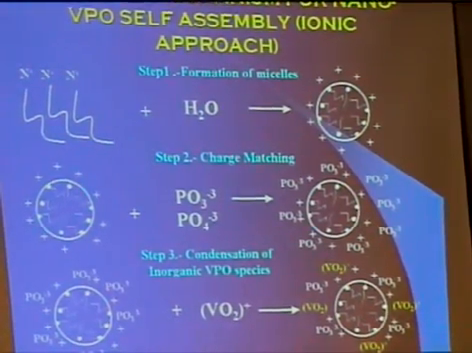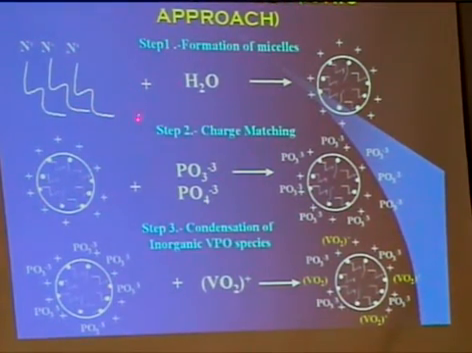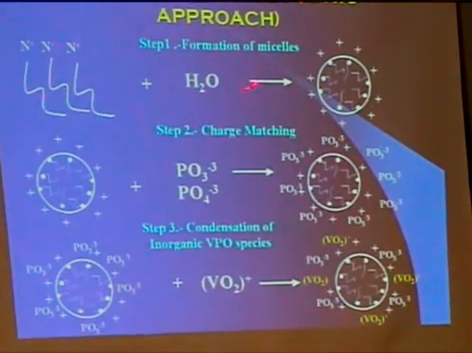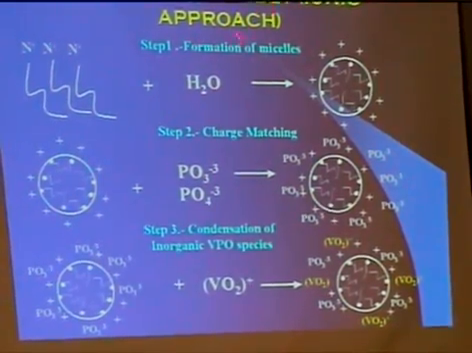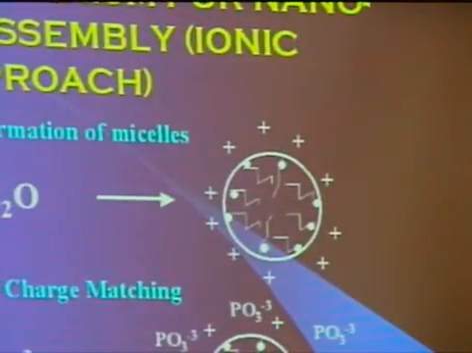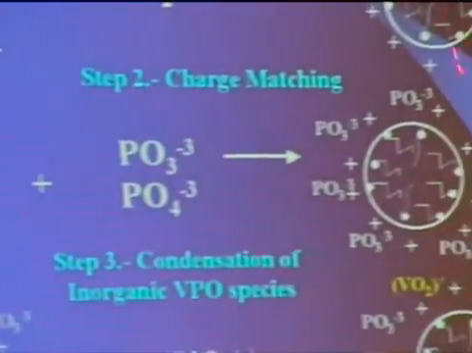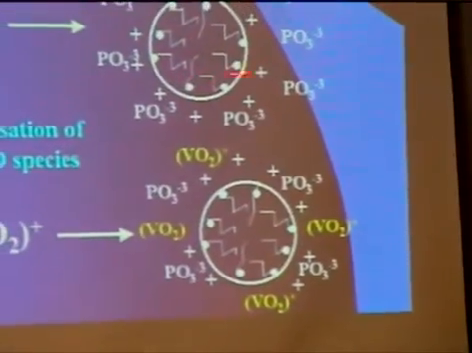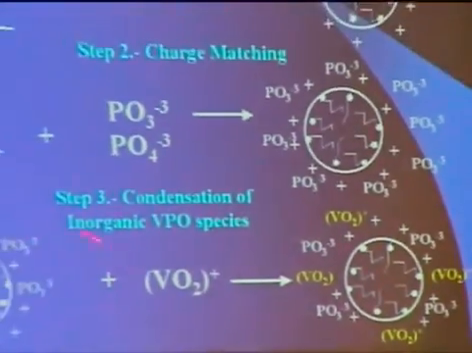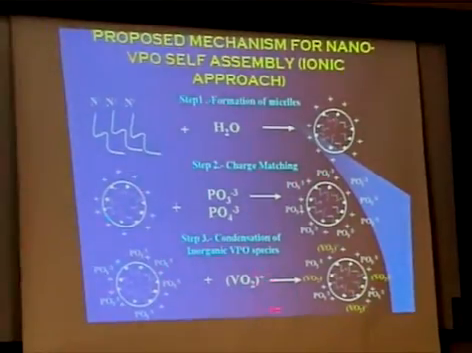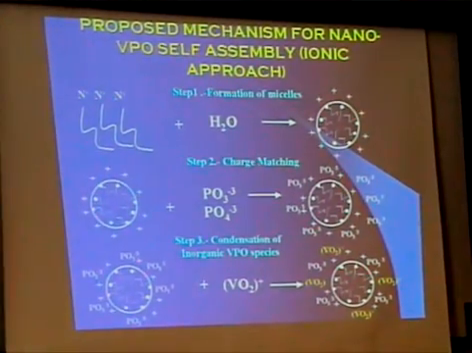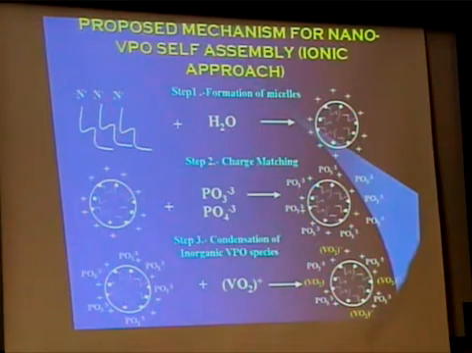Talking about the first approach, the ionic approach, this is the general picture of the self-assembly of our VPO materials. We have our surfactant, and in the presence of water it forms these micelles. We are using cationic surfactants here, so the surface of our micelles will be positively charged. Then our phosphorus source, by simple charge matching, will condense around or attach around these positively charged micelles. And finally, our vanadium species will condense around the layer of phosphorus source.